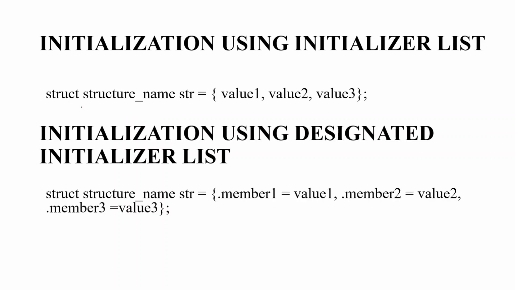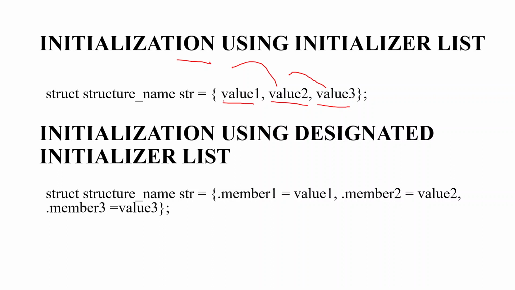Another method: while declaring a variable itself, you can use the assignment operator and an open curly bracket. You can give values relevant to the members of the structure. If you are giving a value 1 here, then this value will be assigned to the first member. Value 2 will be assigned to the second member, and value 3 to the third member. But if there are a fourth member and fifth member in the structure and you didn't give values, by default 0 will be assigned. So this is the second way of initializing values to the structure.